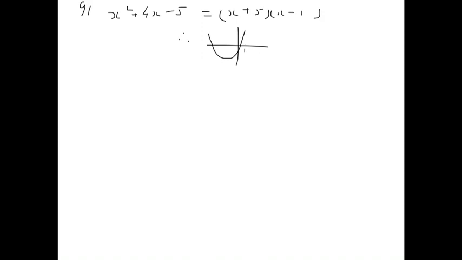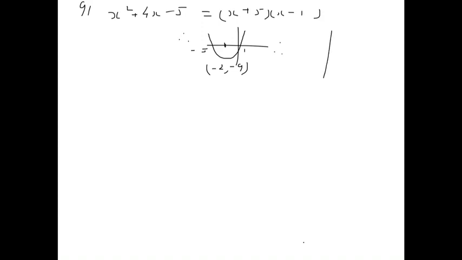It would go through 1, it would go through negative 5, and it'd have a turning point at negative 2, which is halfway between negative 5 and 1. And if you substitute negative 2 into the function, you'll get 4 take away 8, which is negative 4, take away 5, which is negative 9.